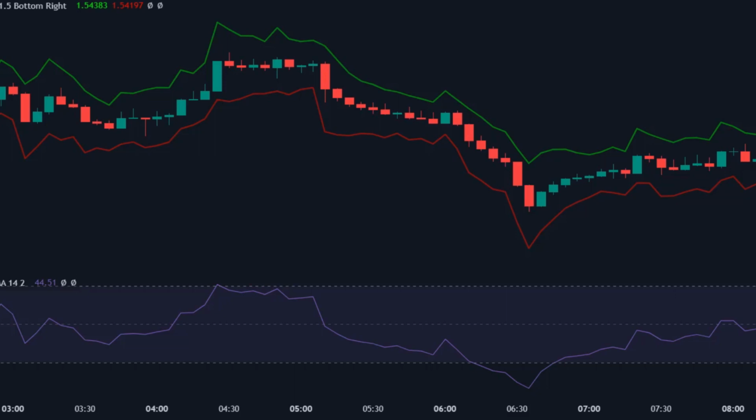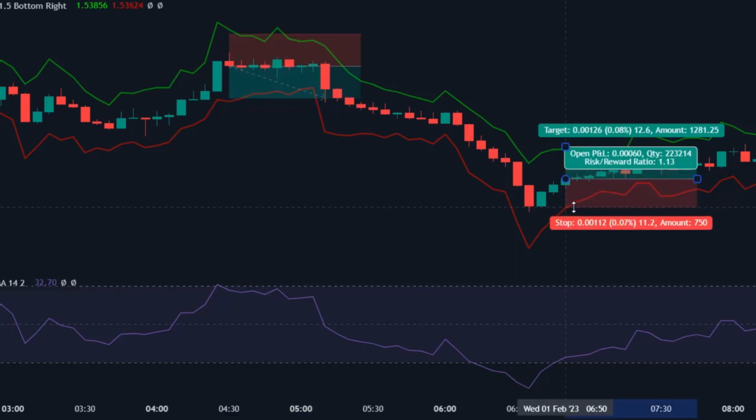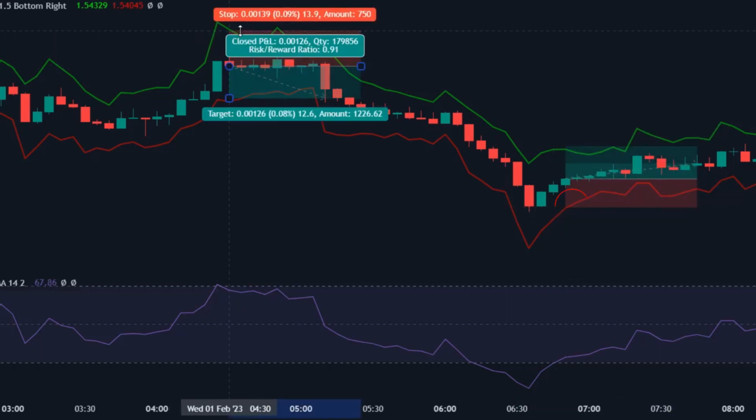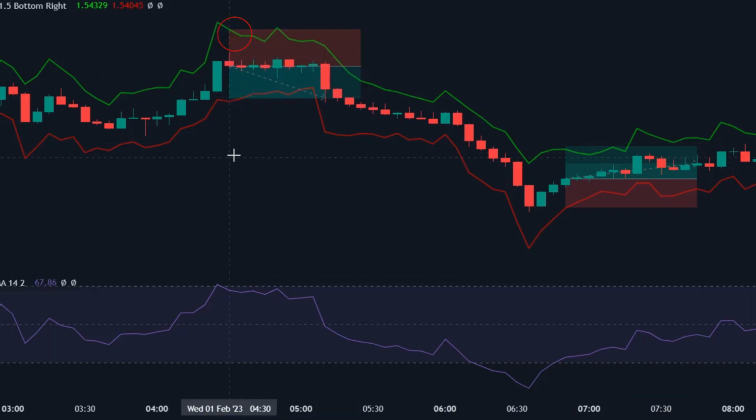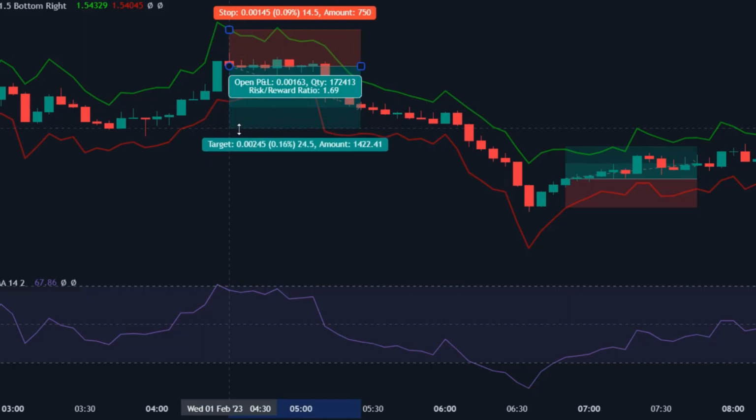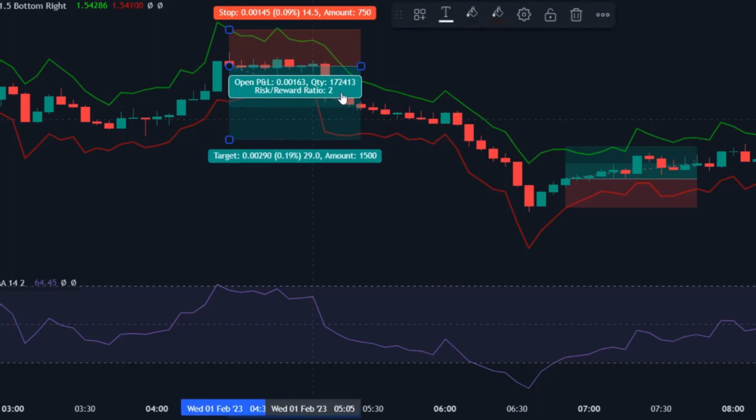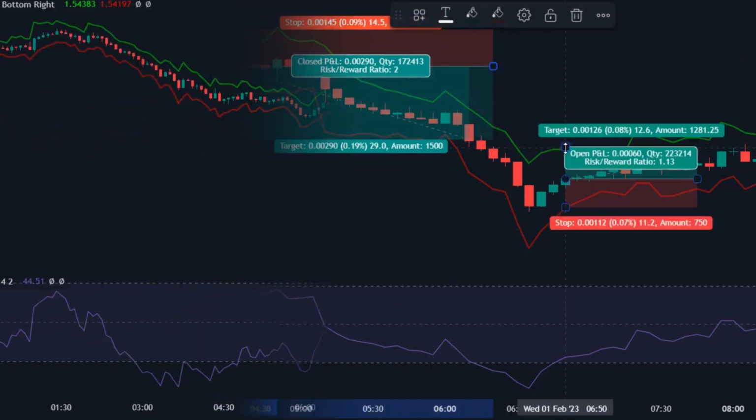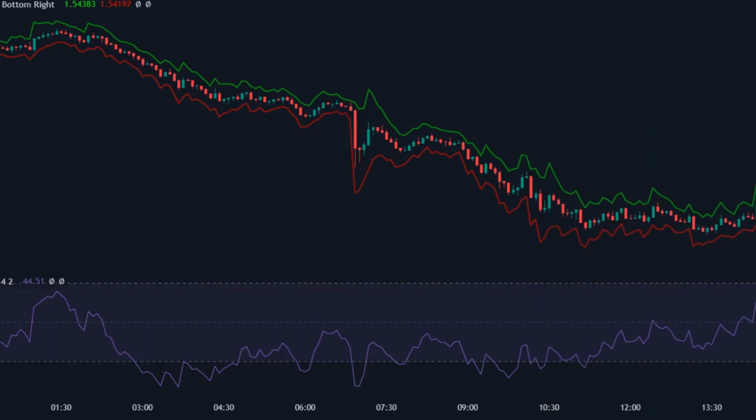So for long trades, we want to see that the RSI crosses above the 30 line, and vice versa. For the short trades, we want to see the RSI cross below the 70 line. For the stop loss, we want to set it at the ATR band. And for take profit, we want 2-to-1 risk reward. Okay, now we know when to enter a trade and when to exit a trade.